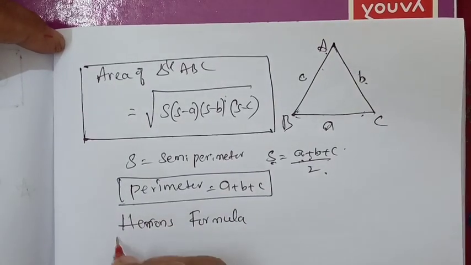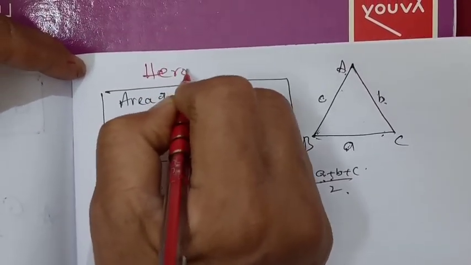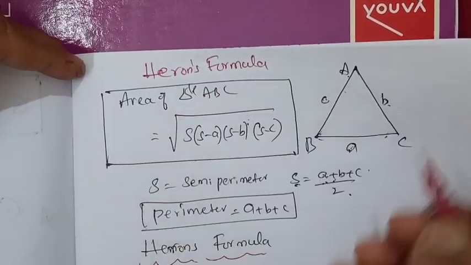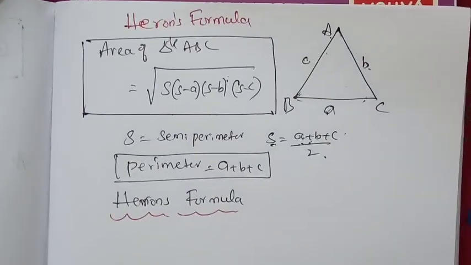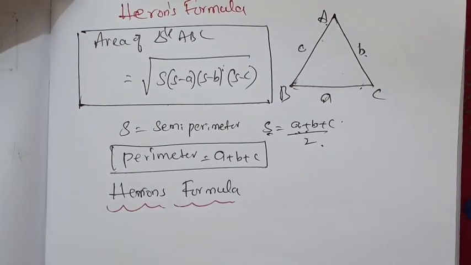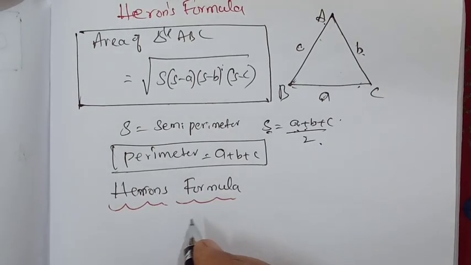This is also known as Heron's formula. Very, very important formula of this chapter, children. Okay. Next, we'll go with another point, very important.